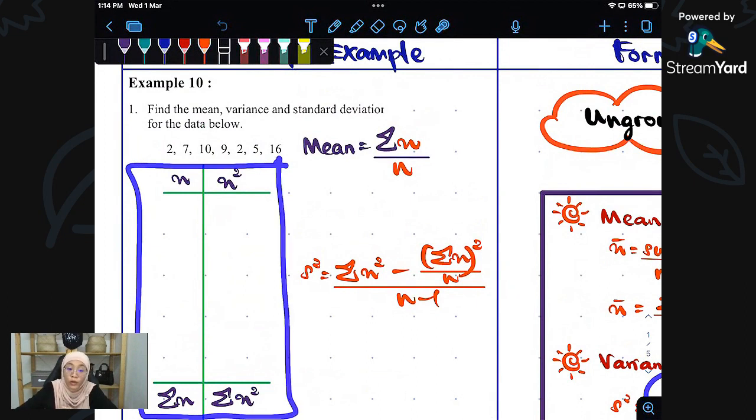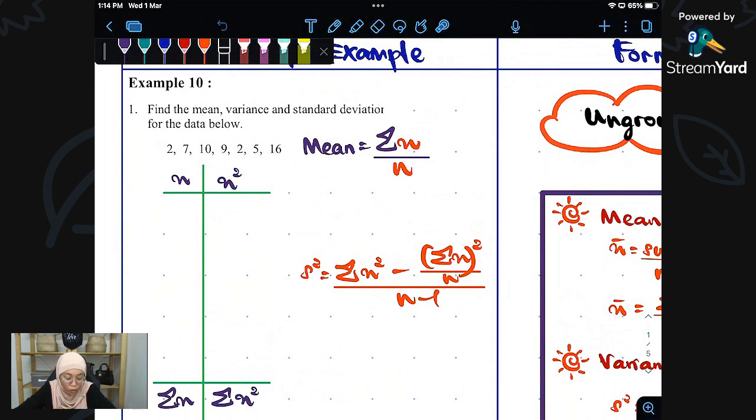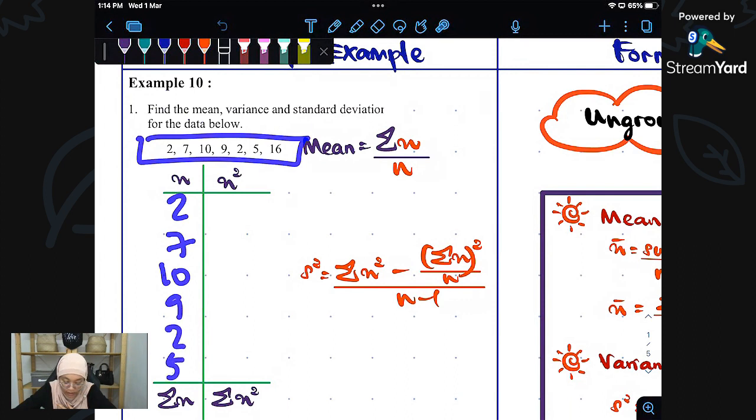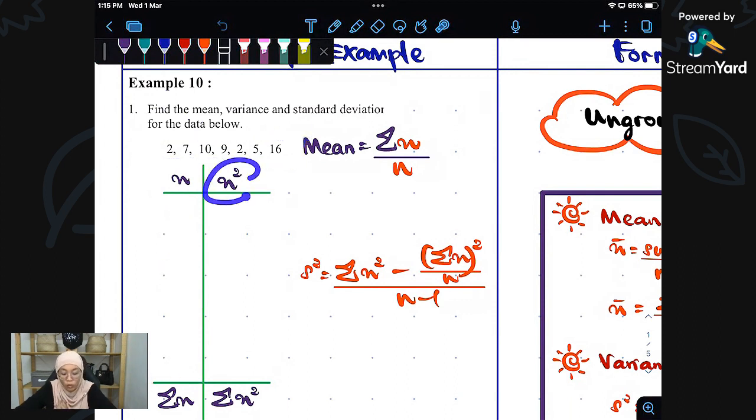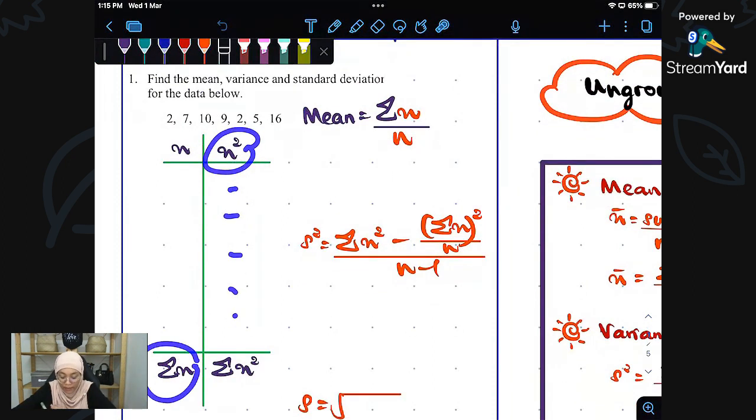So this is a table which has two columns, a column of x and a column of x squared. Now we are going to solve this example 1, where they want us to find the mean, the variance, and the standard deviation for the data below, which is 2, 7, 10, 9, 2, 5, and 16. We will write them in the table, and we will square them. After we square them, we will find their summation of x and summation of x squared. To do what? To find the variance.